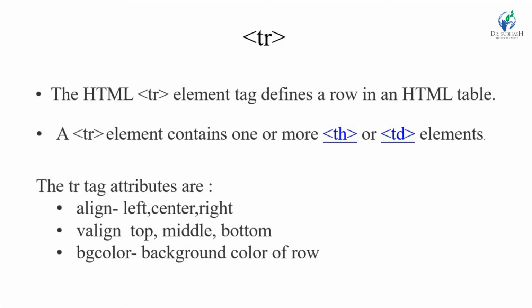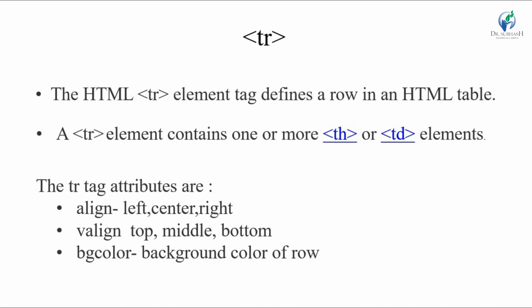Which are the attributes of the tr tag? The tr tag has 3 attributes. Align, which will have a value left, center, right. Then it has the attribute valign. Valign is used for vertical alignment of your content, that is top, middle, bottom. And the next one is bgcolor, which is used to specify the background color of your row.